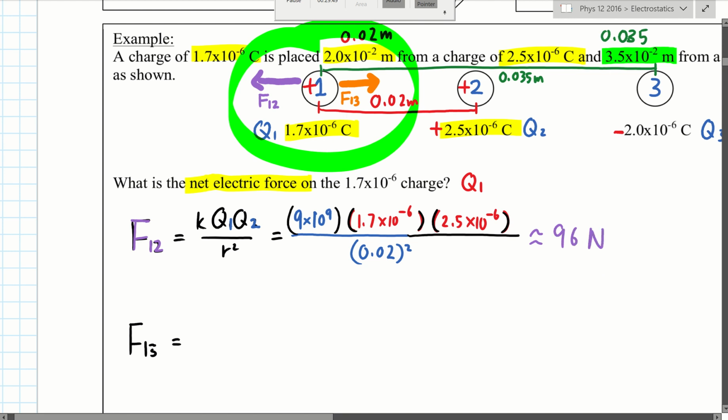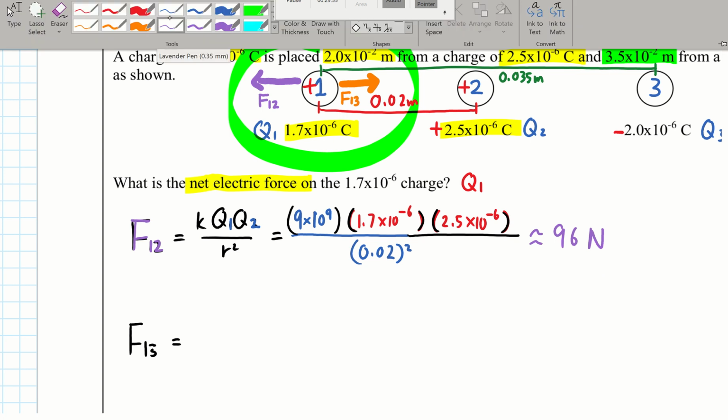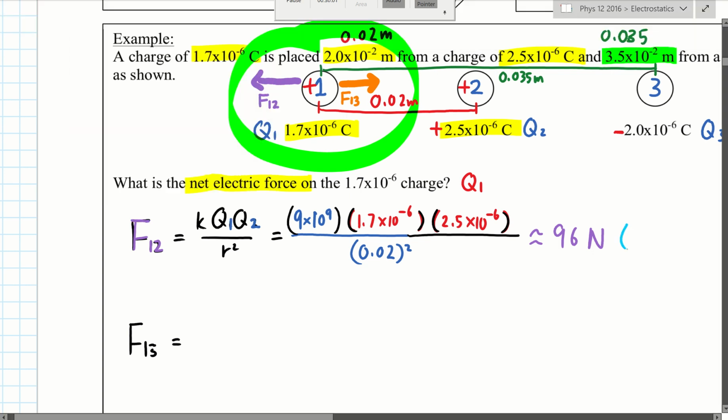96 Newton, approximately. Which direction does it point toward? Look at the arrow on charge 1. That is going in which direction? That is going to the left, right? So this is to the left.